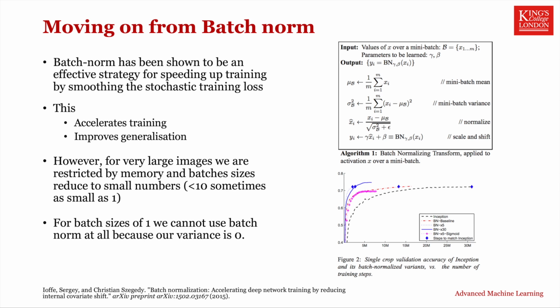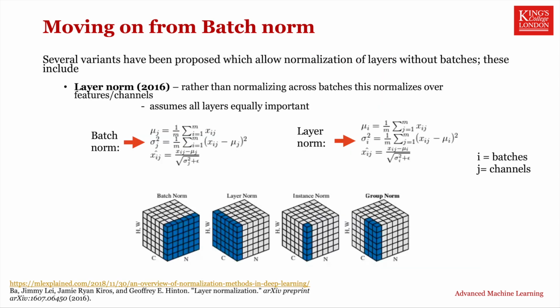At the same time, batch norm stabilizes or smooths the loss, thereby potentially leading to better convergence and as such generalization. Several variants have therefore been proposed which support normalization without batches. These include layer norm, which instead of normalizing across batches, normalizes across the features, otherwise known as the channels. So in doing so, it assumes that all these channels are equally important, which may not be true for typical CNN training. It's more often used for recurrent networks.